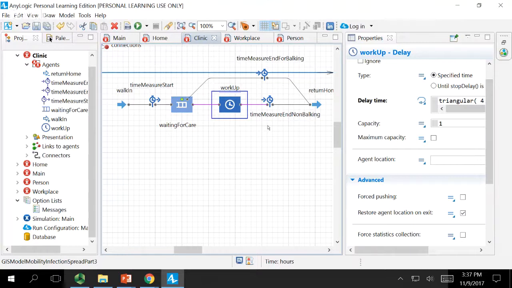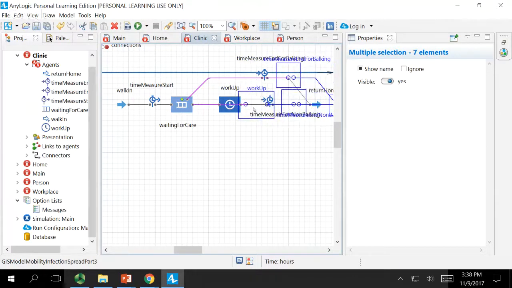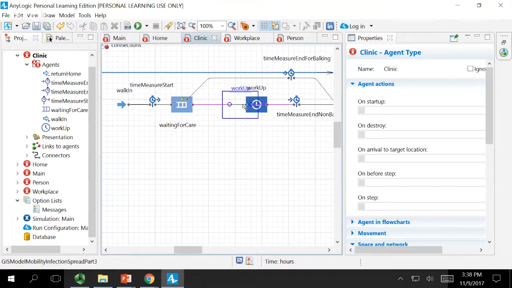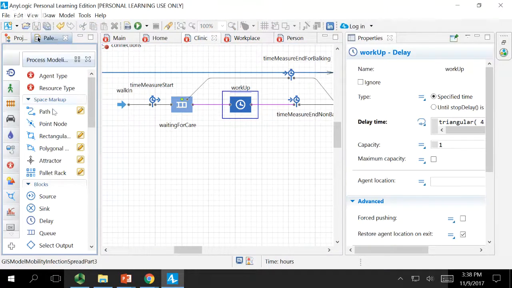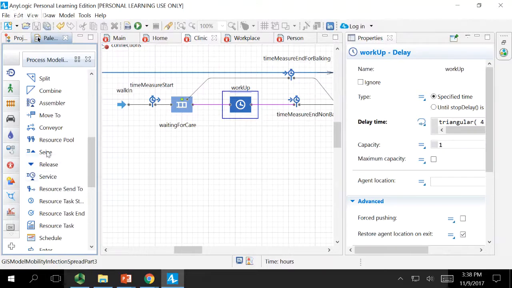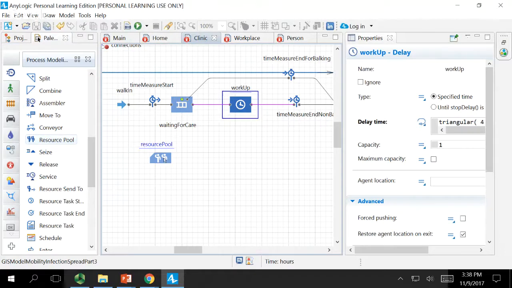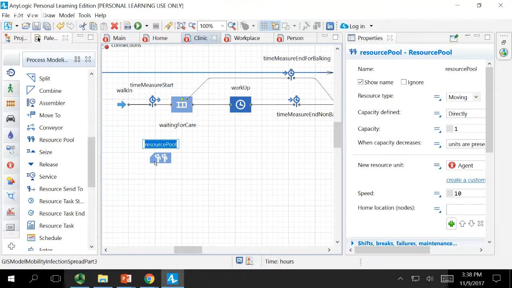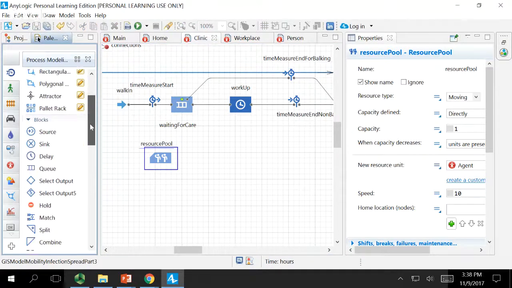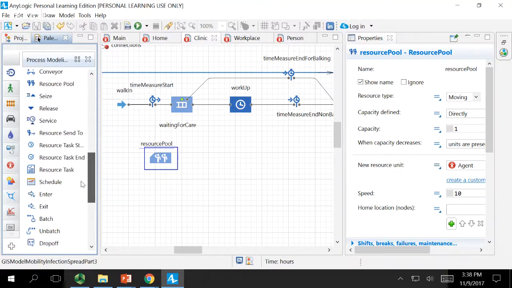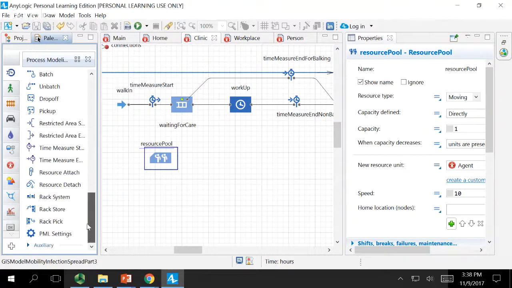So what I'm going to do is add in what's called a resource pool. We're going to capture resources of certain sorts, okay? And these resources are going to be initially of one sort. If time allows, we'll expand that. We could have procedure rooms, we could have nurses, we could have doctors, etc. So we're going to give ourselves a little bit more space, and we are going to add into this model from the palette a resource pool. This resource pool is going to capture a particular type of resource, which is going to be nurses.